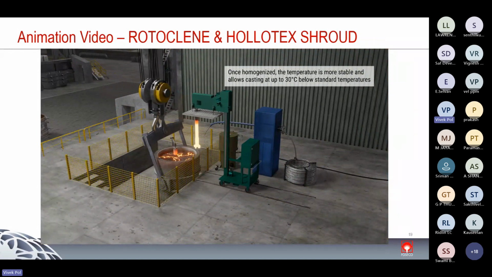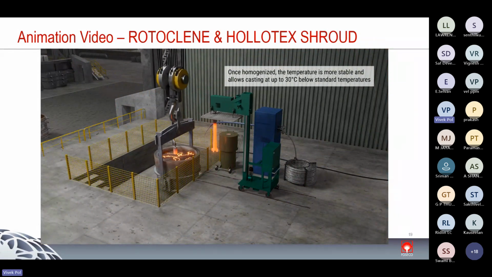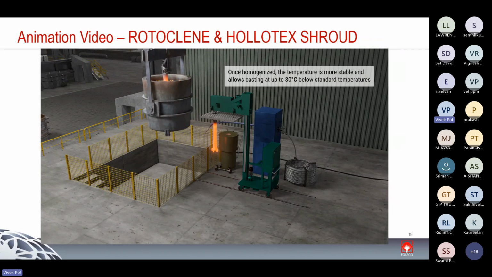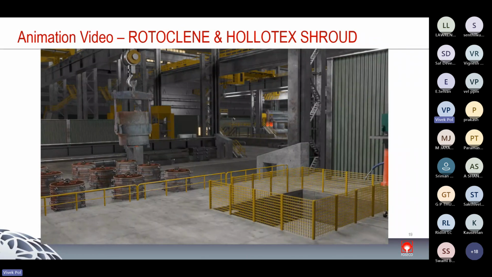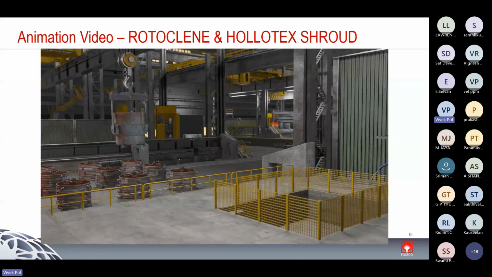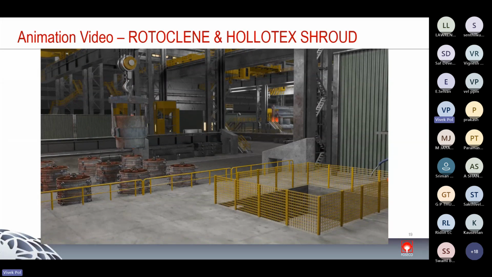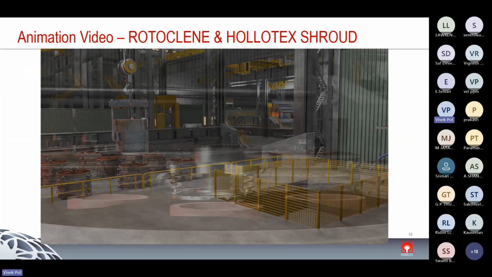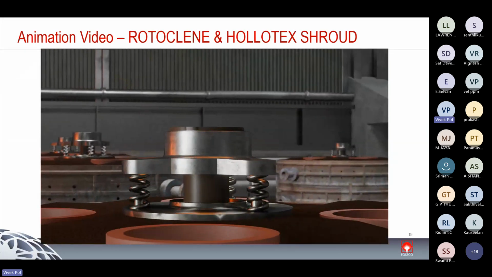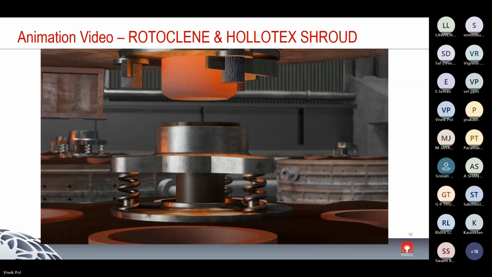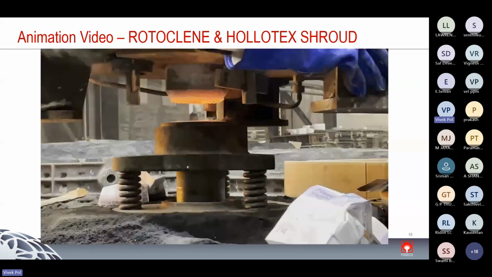So after this, the treatment time typically varies from 2 minutes to 6 minutes, again depending on ladle size and other parameters. After treatment, the ladle will go to pouring, and here you can see pouring with the Holotech shroud.